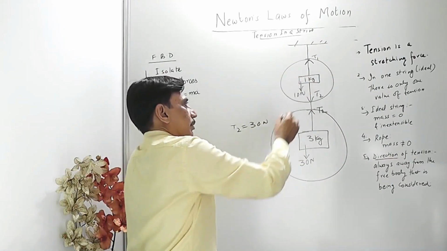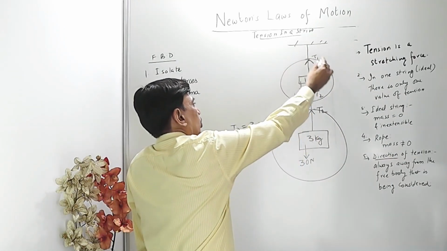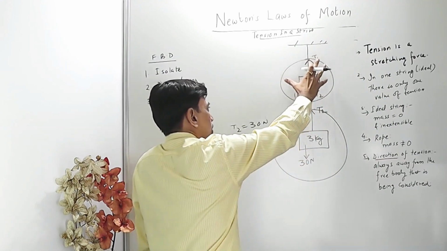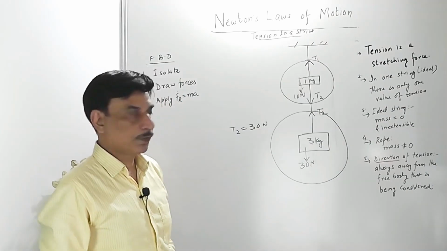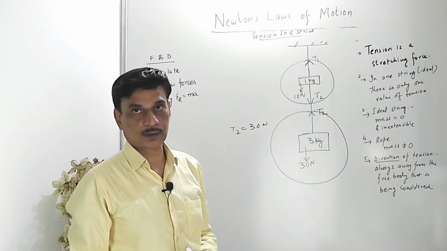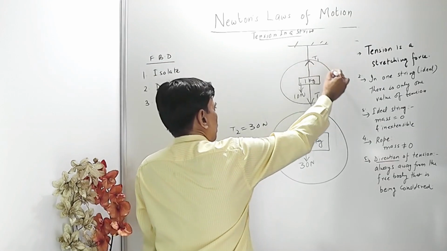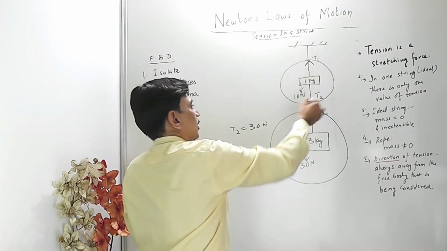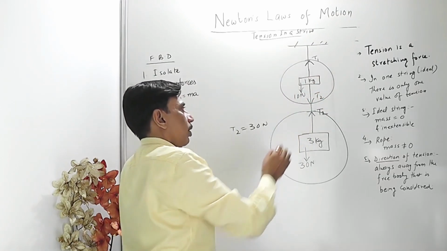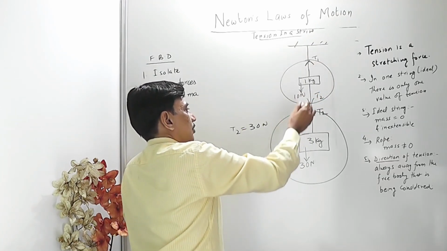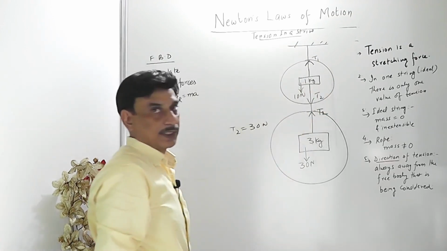Then we come to this and we look only within this circle so that we don't get confused. Just focus on this. Now let's focus on the 1 kg block. We'll look within this circle only. The three forces associated with this 1 kg block are T1 in the upward direction, 10 Newton, and T2 in the downward direction.